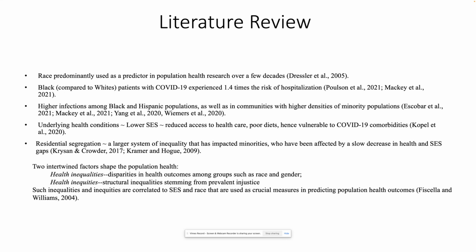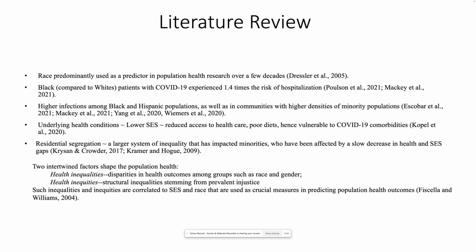So one important thing that we cannot ignore is the underlying health condition, which is associated with socioeconomic status. And as socioeconomic status itself is associated with reduced access to healthcare and poor diets, people are hence vulnerable to COVID-19 comorbidities. So in this particular research, I'm not focusing on the underlying health conditions or lower socioeconomic status, except I'm going to use income inequality as a predictor to see if it is associated with COVID-19. But the main variable here is residential segregation, which is associated with a larger system of inequality that has impacted minorities.